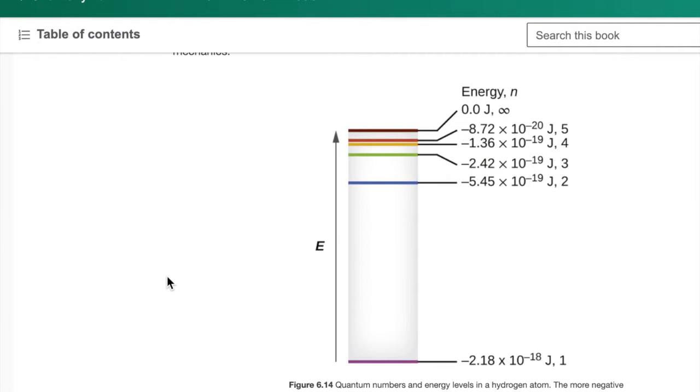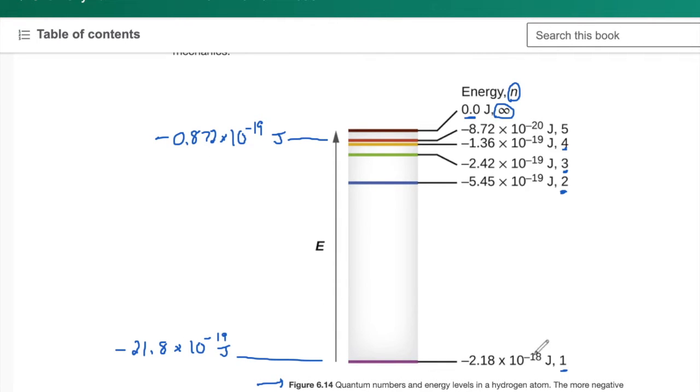All right, I wanted to take a look in your textbook at figure 6.14. This is the representation of the energy that an electron has in these various levels. So this n is the number that comes after the comma. So we have level 1, level 2, level 3, and so on. These numbers are getting more and more negative as you go down. The lowest energy state is to be in level 1.